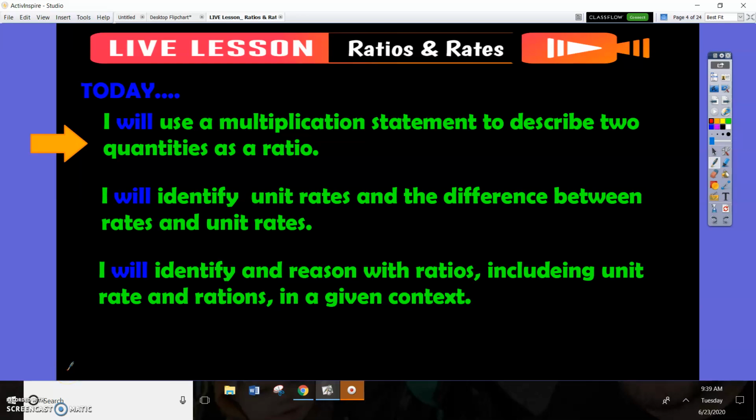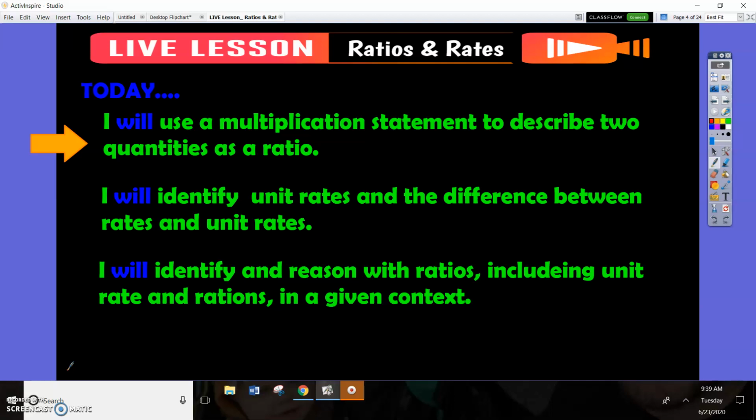Okay, guys, I just wanted to go over today's live lesson really quickly with you. I wanted to go through and shorten everything so that it fits within a time frame that I know you would watch. So today we're talking about ratios and rates, and these are the three objectives for today.